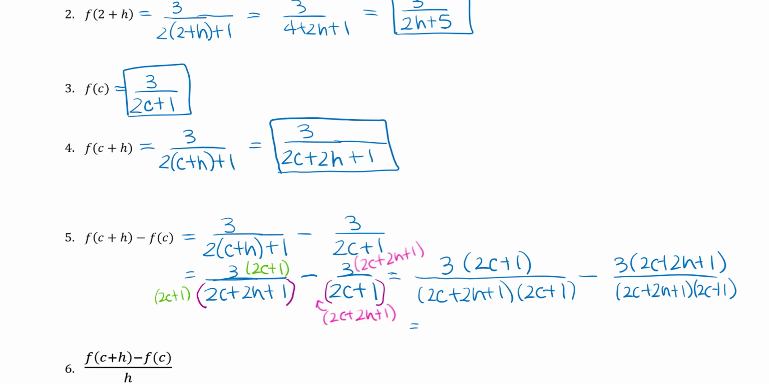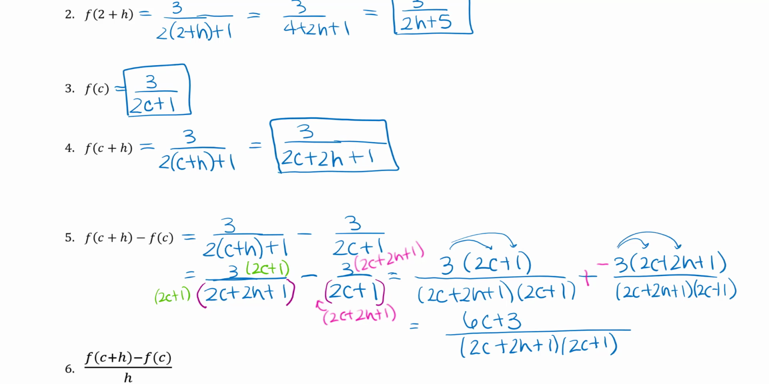Okay, I now have a common denominator, so I can combine that into one fraction with that denominator. I'm also going to do a little simplifying on the numerators here. On this first fraction, I've got a 3 that I can distribute through, and I'll get 6c plus 3. On the second fraction, I'm going to be careful here and change this to plus a negative 3 so that I don't forget that I'm distributing through a minus sign as well. Then I'm going to get minus 6c minus 6h minus 3.